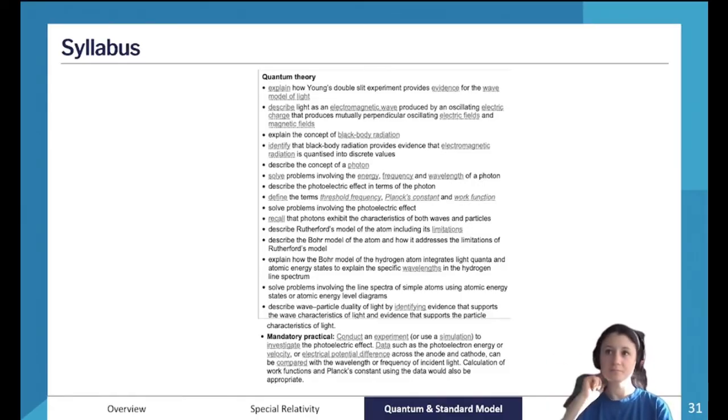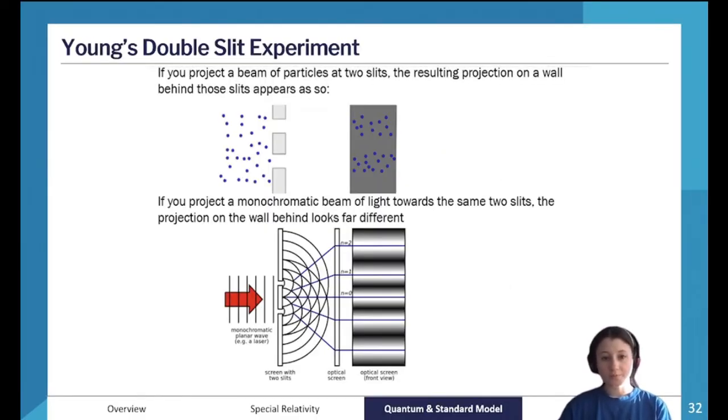Look at the experiments supporting the wave model or the particle model, because light can act as either a particle or a wave. Right? So, we have a look at that. Then we also have a look at the different models of the atom. So the Rutherford and Bohr model, primarily, and the features of those, the difference of those, and then the weaknesses of particularly the Rutherford model. Right? And those are kind of the two main things that we focus on in this topic. So, Young's double slit experiment.